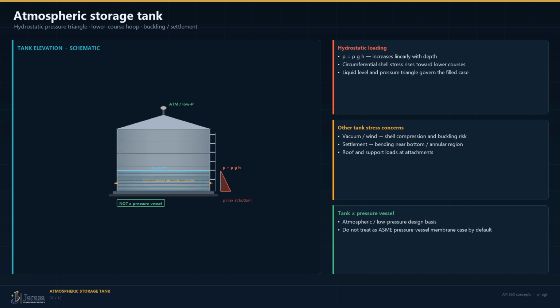Circumferential shell stress therefore rises toward the lower courses. The pressure triangle on the wall is the governing picture for the filled condition. Separate threats include shell compression and buckling from vacuum or wind, settlement-induced bending near the bottom, and roof or support loads. Keep the distinction clear: a low-pressure or atmospheric tank is governed by hydrostatic and environmental effects, a pressure vessel is governed by sustained internal or external pressure design.